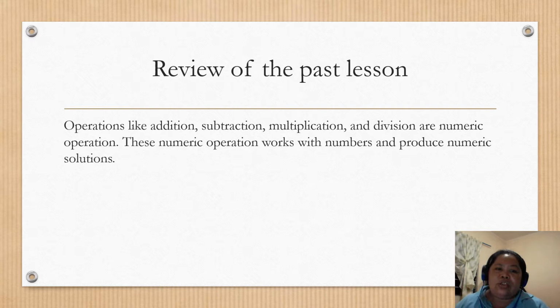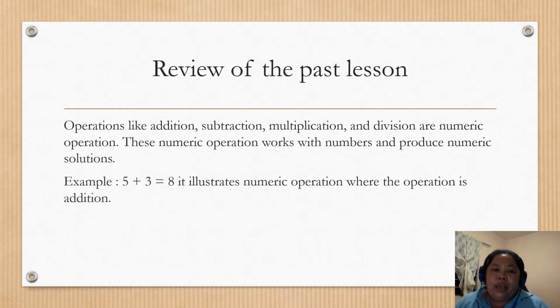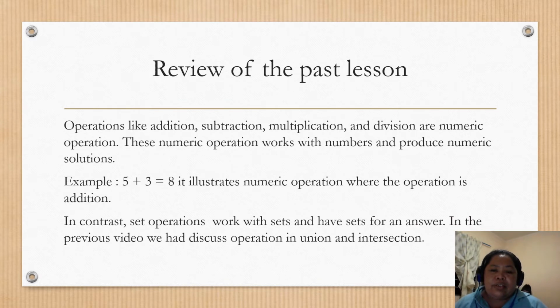Operations like addition, subtraction, multiplication, and division are numeric operations. These numeric operations work with numbers and produce numeric solutions. Now, for example, 5 plus 3 equals 8. It illustrates numeric operations where the operation is addition. In contrast, set operations work with sets and have sets for an answer. In the previous video, we had discussed operations in union and intersection.